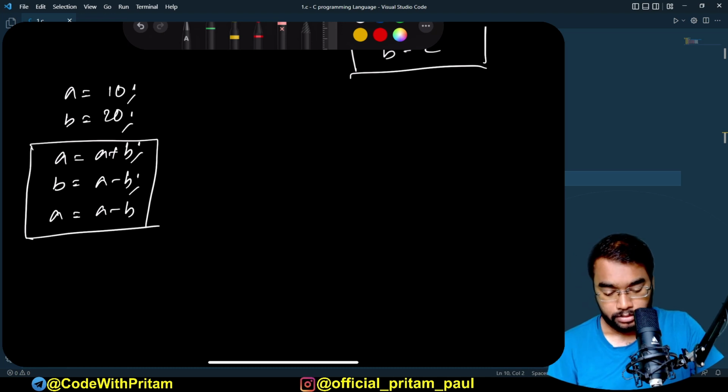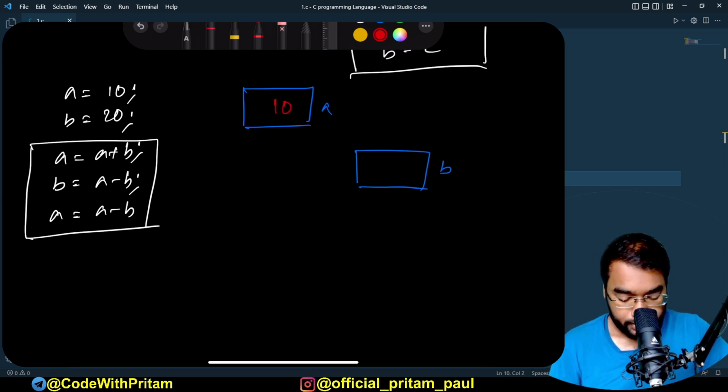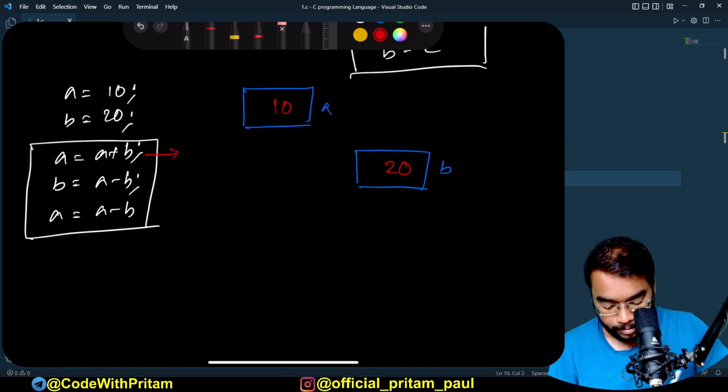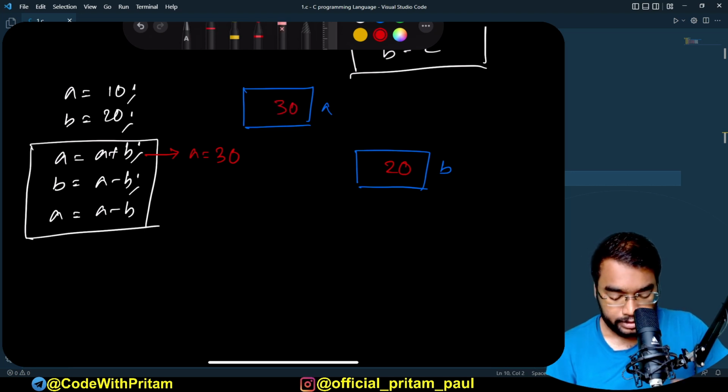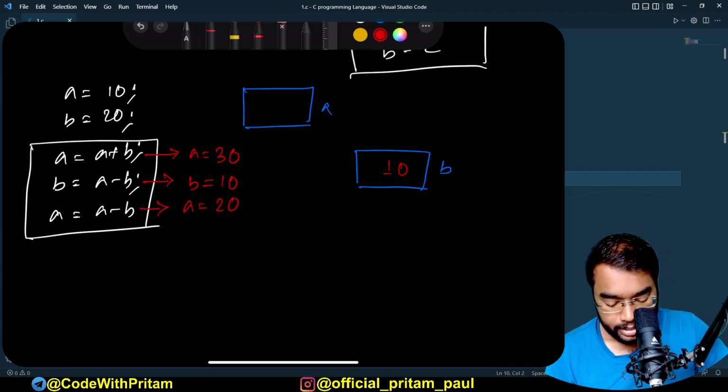Now how are the things happening? So here a, and here it is b. Now a is having 10, b is having 20. Now a equal to a plus b, that means 10 plus 20, which is 30. Then a would have value 30. Now b equal to a minus b, that means 30 minus 20, so b equal to 10. Then a equal to a minus b: a is 30, b is 10, so 30 minus 10 is 20. So a is 20.